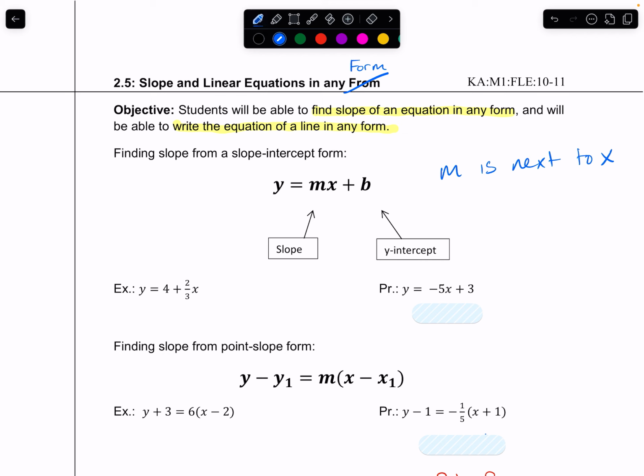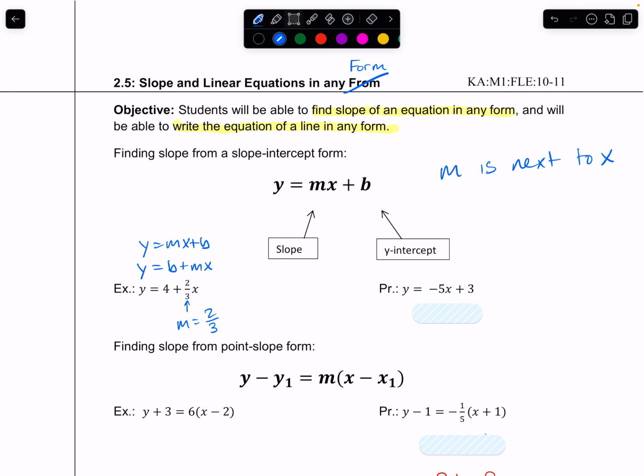So let's go ahead and do that first example. When we have y equals 4 plus 2/3 x, keep in mind that's a little bit different. They switched the order on us. Instead of y equals mx plus b, it's written as y equals b plus mx. Remember, for addition, the order doesn't matter. You can switch it. That's okay. But don't get tricked into thinking that 4 is the slope. Our slope is next to the x, so our m is 2/3.